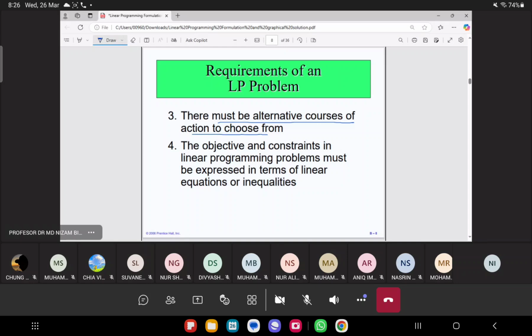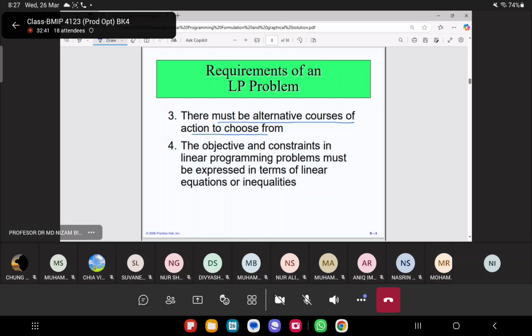So that's the first one. The first requirement just now: we have to be able to define the objective function, either to minimize or maximize something. If it's profit, you want to maximize it. If it's cost, you want to minimize it, for example. The second requirement just now is there must be a constraint. And the third requirement here is there must be alternative courses of action to choose from.